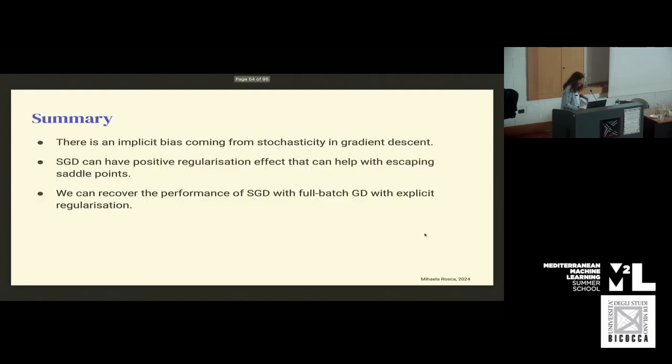So now we have the idea that you can use this implicit bias that is coming from SGD to induce a positive regularization effect in full batch gradient descent. And that gives us two things. Firstly, it tells us how we can improve full batch gradient descent if we were to want to do that. But it particularly gives us an idea that this regularization that happens for free with SGD is a good thing.